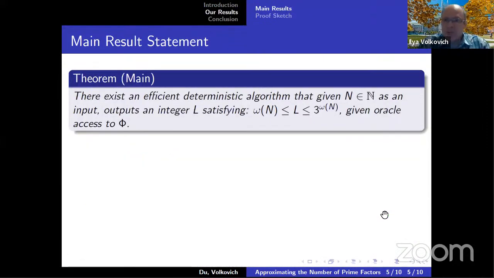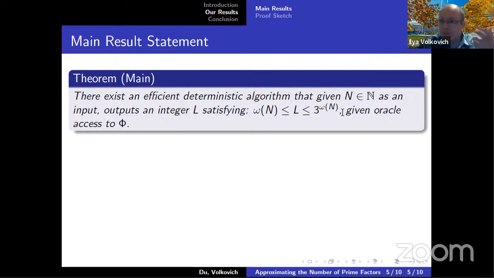In this work, we make progress towards that, and what we show is that we can approximate that number. We show that there exists an efficient deterministic algorithm that, given a number n, outputs a number L which satisfies the following: the number L is between the actual number and 3 to the power of that number. Basically, if the answer is k, you're going to get something between k and 3 to the k. So this is the main result.